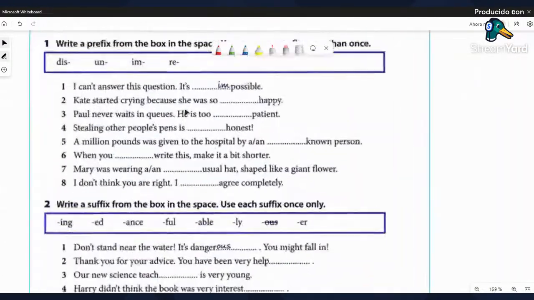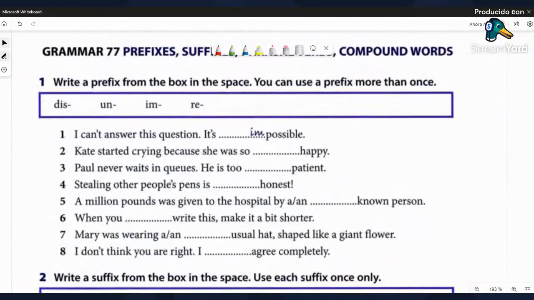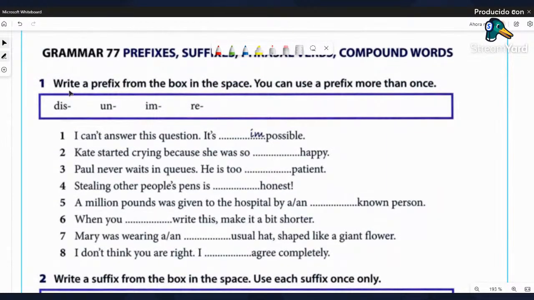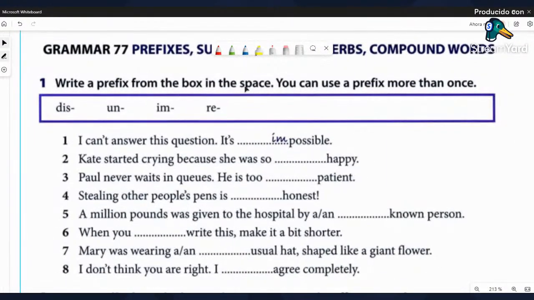We have already the prefixes here. So as you can see here, it's the number one. It says write a prefix from the box in the space. You can use a prefix more than once. So this exercise is already giving us 4 different prefixes, and they start with un, dis, im, and re. Well, let's try it.